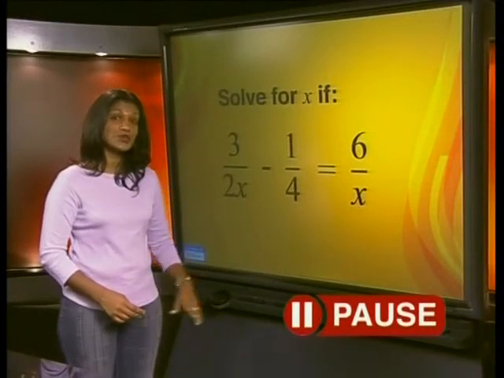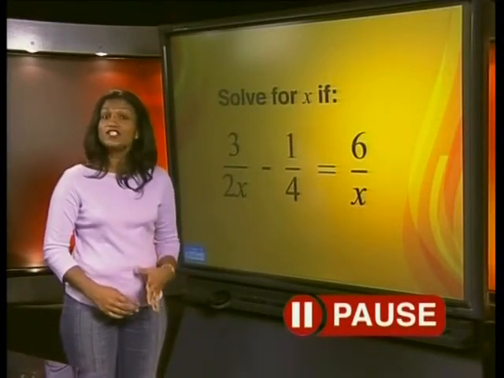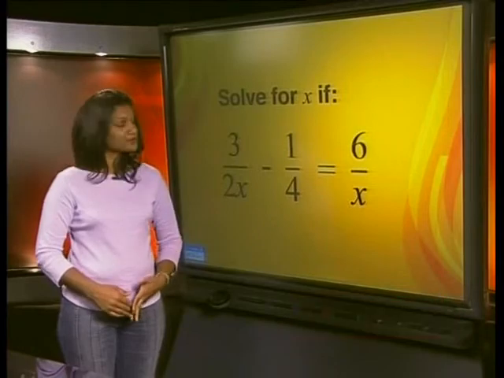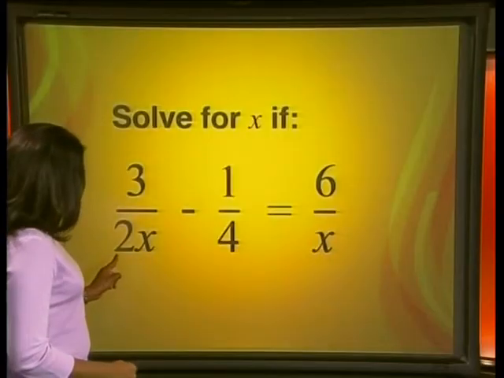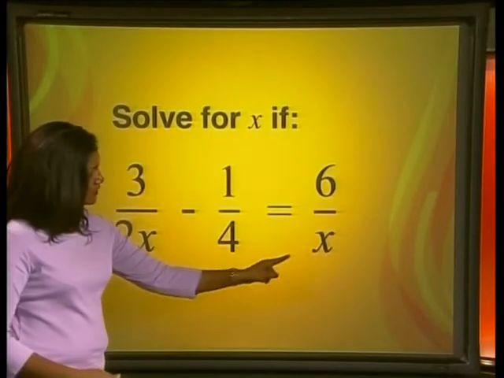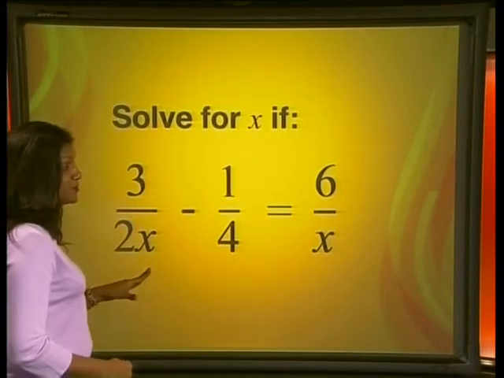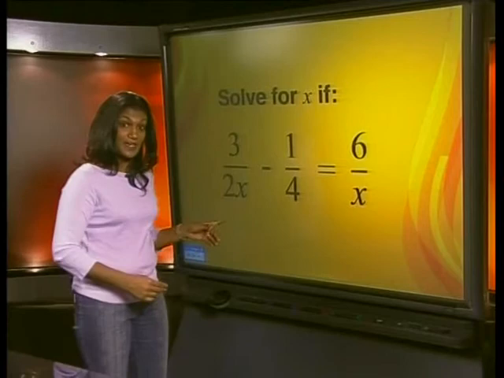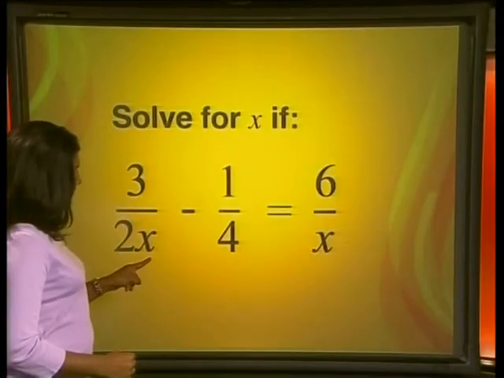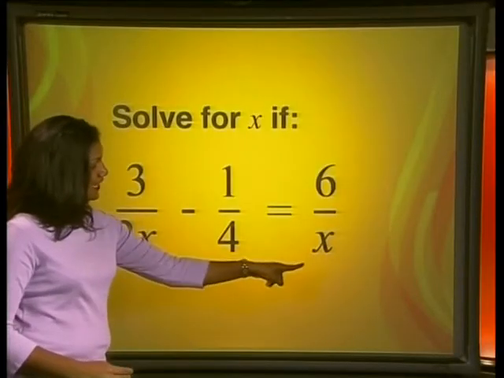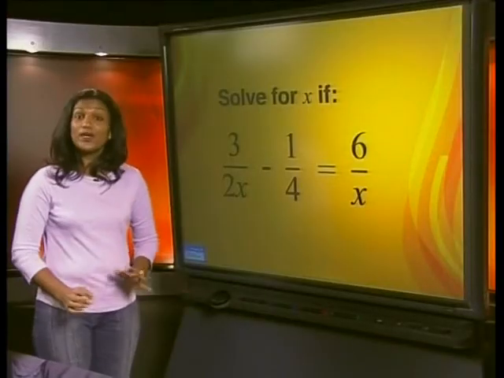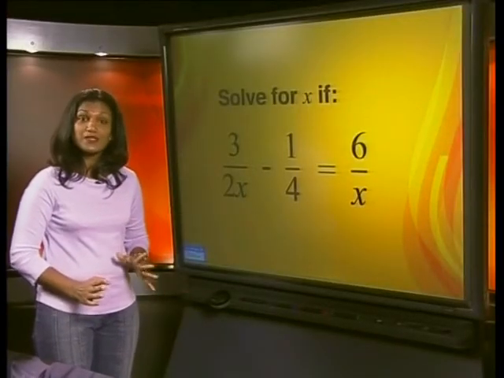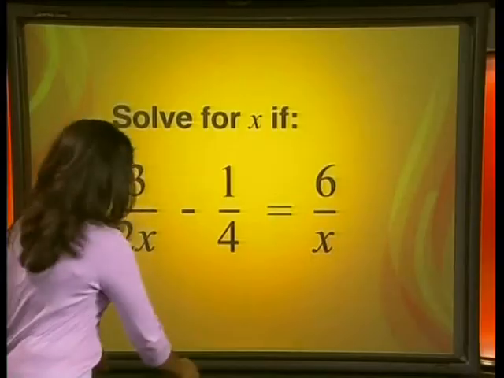Now, how should we solve this equation? What can you think of doing? If you thought of finding a common denominator to multiply each of these terms by, then you are quite correct. Now let's have a look at these denominators again. We have 2x, 4, and x. We can find a common multiple by multiplying out the denominators.